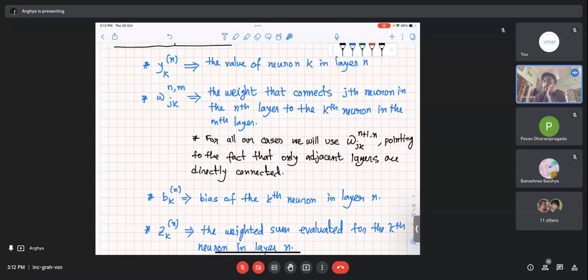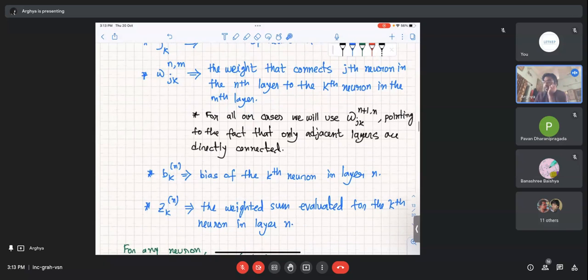But normally, in the full set of talks, whenever we have a network, each adjacent layers are only connected. So there is no connection between, say, the first layer and the fourth layer or fifth layer. There is no connection like that. So whenever I talk about weights, normally these weights are always in this form, where this weight denotes the connection between the (n+1)th layer's jth neuron and the nth layer's kth neuron.